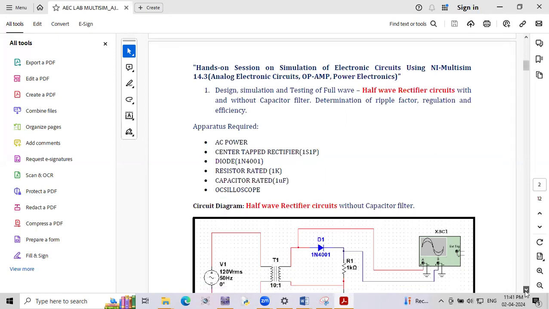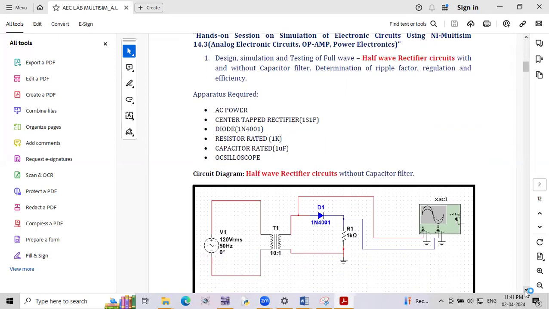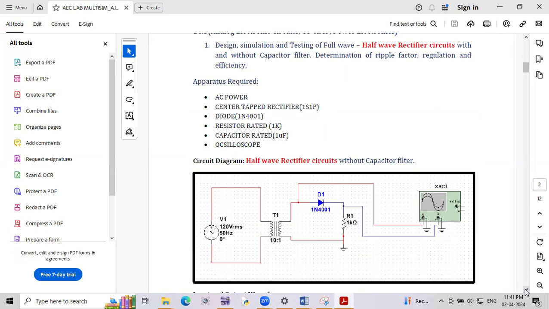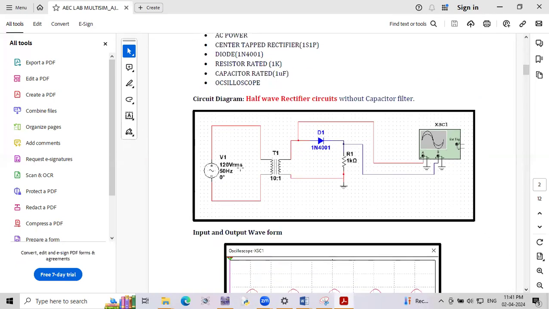Okay, these are all the components required: AC power, center tapped transformer, diode, resistor, capacitor, and oscilloscope. This is the AC power or AC voltage, and then this is a center tapped transformer, or a normal transformer. Sorry, please change this one to center tapped transformer or transformer.